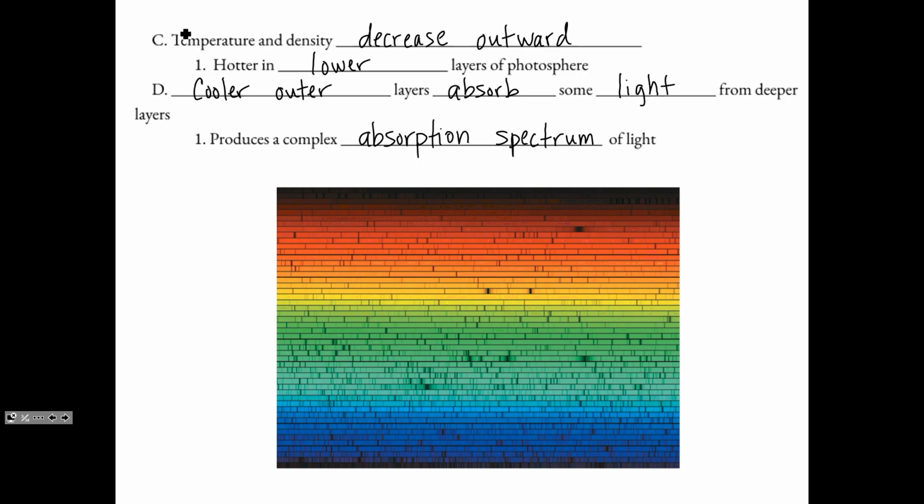When we look through a telescope at the sun and we use a prism, essentially a way to separate the light into all of its colors, this is what we see. We see some colors are missing. They have been absorbed by the cooler outer layers of the photosphere. Okay? And this will be important because this will tell us what the sun is made of as well as other things. But we'll get back to that.